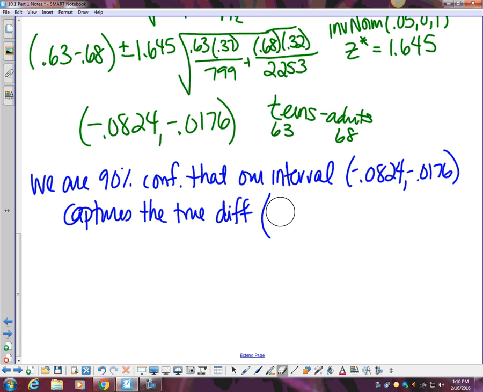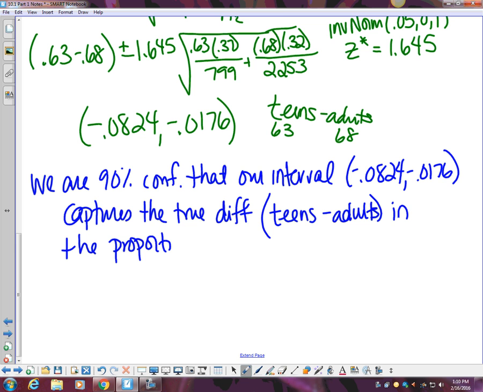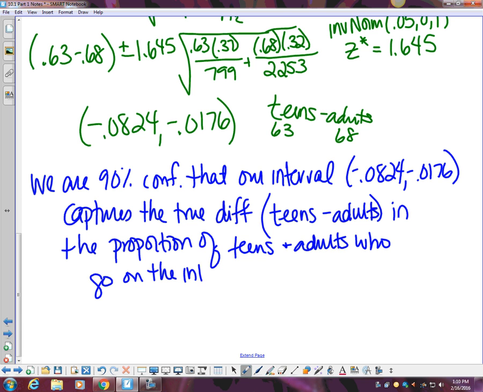Teens minus adults in the proportion of teens and adults who go on the internet daily. Well, every day, just to use their language.